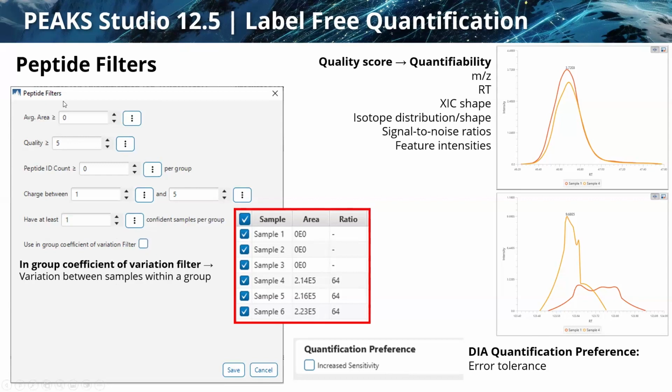And then finally on peptide filters, this is a DIA specific option. The quantification preference: if you choose increased sensitivity, so if you check this box, it's going to change the error tolerance, setting it a little bit higher to let a little bit more in, with the idea that you might get more quantified peptides. They might not be as accurate, but you're going to get more quantification. So you get that control over whether you want a more accurate result or a more sensitive result.